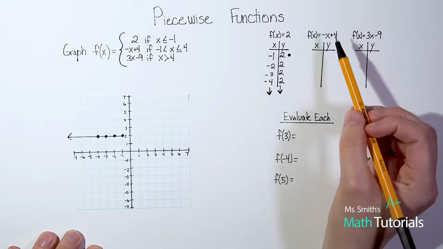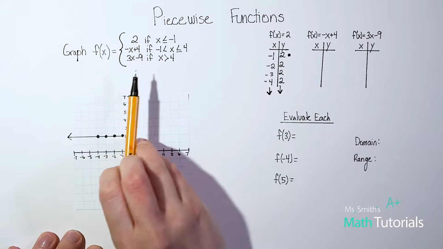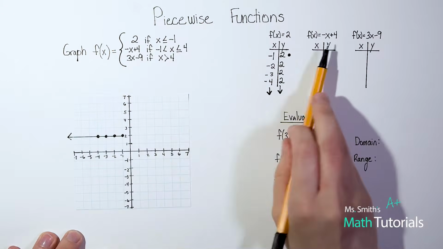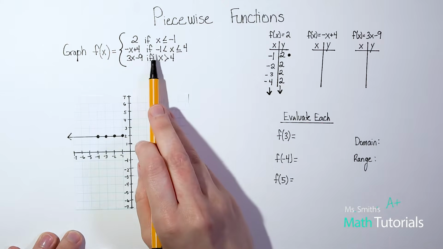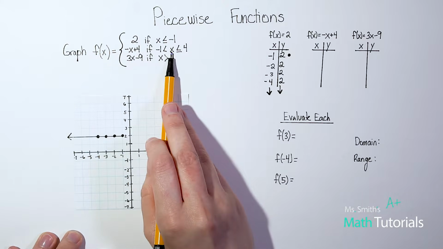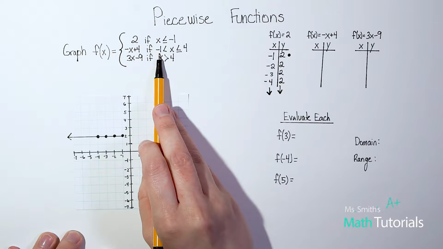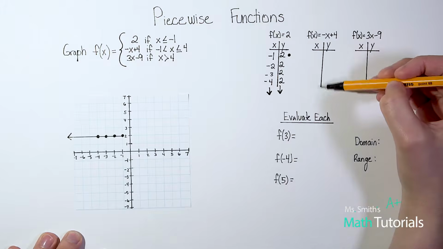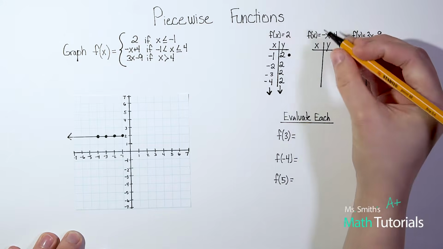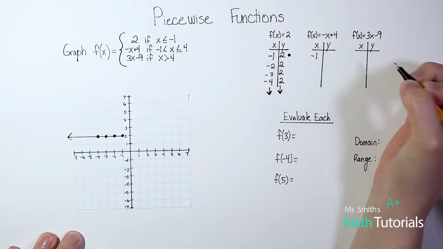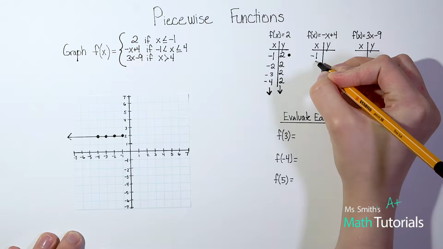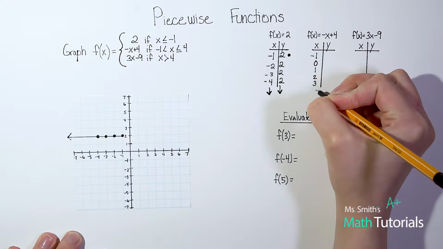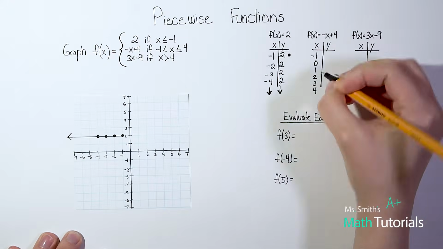All right, let's move on to our second part, our second t-chart. So remember, this one is negative x plus 4. And then they gave us some restrictions on this one. They said if x falls between negative 1 and positive 4. So I'm only going to put on my t-chart the numbers that fall between negative 1 and positive 4. So I'm going to do negative 1, 0, 1, 2, 3, and 4.